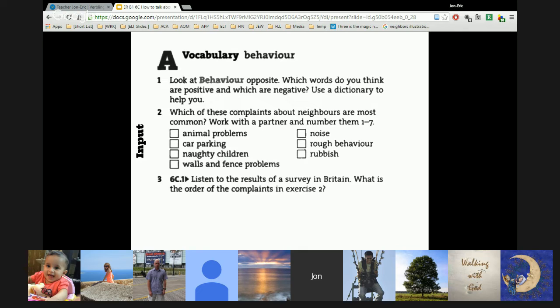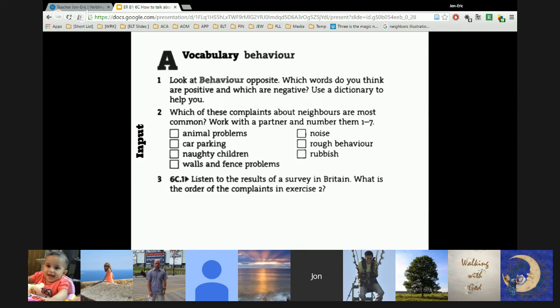Totally. I live here, in the UK, so it's true. Is it? Really? Yeah. Lots of noise problems. Yes. It seems strange that rough behavior is in second place. I mean, it's not a problem at all. The second place is rough behavior, right? Yeah. I mean, in Russia, it's pretty normal to have rough behavior from your neighbors. It's okay.